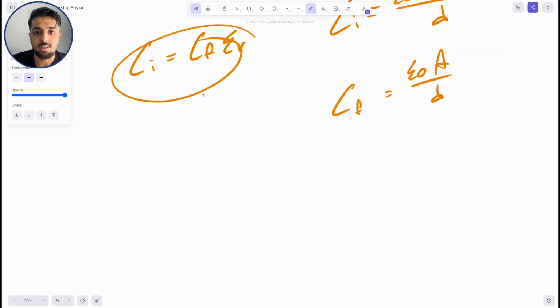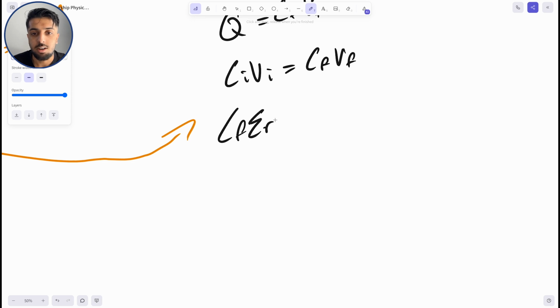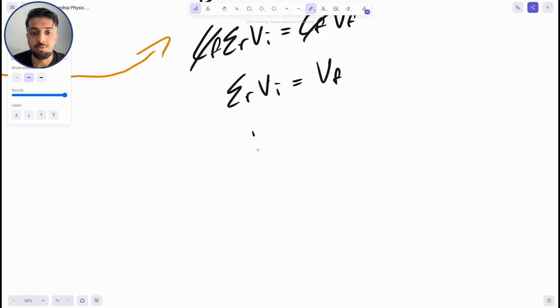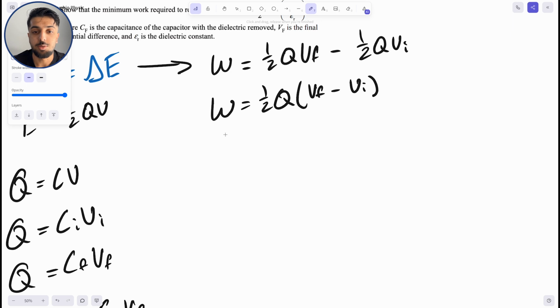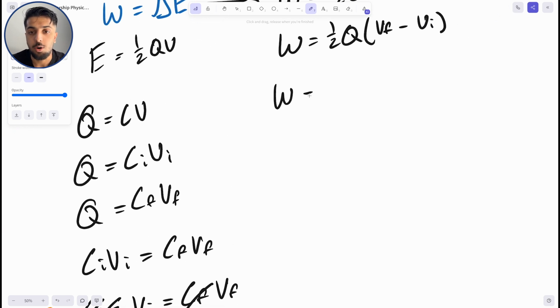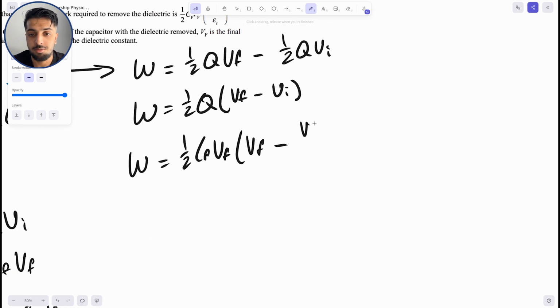And so plugging this into this equation here, we get CF ER VI is equal to CF VF. Now we can cancel CF on both sides and we get ER VI is equal to VF. And so our VI is equal to VF divided by ER. We can continue with this equation here. We know our Q is just equal to this right here. And so we can say work is equal to half CF VF bracket VF minus VI, which we know is just VF over ER.